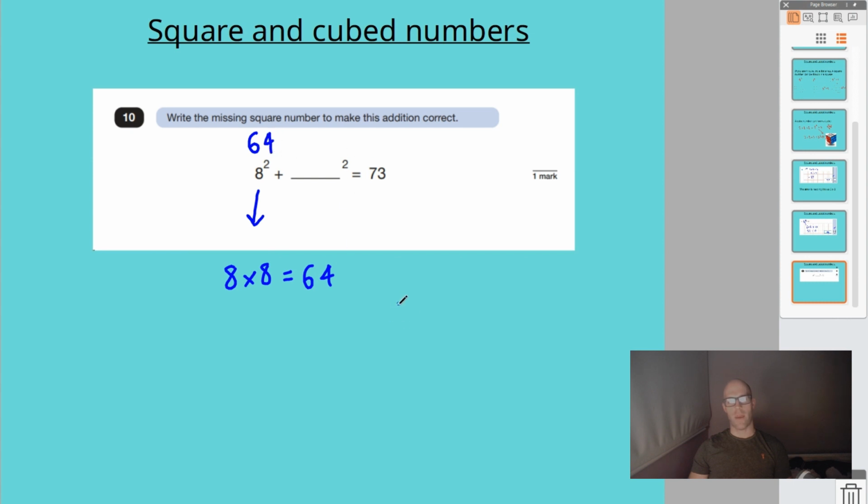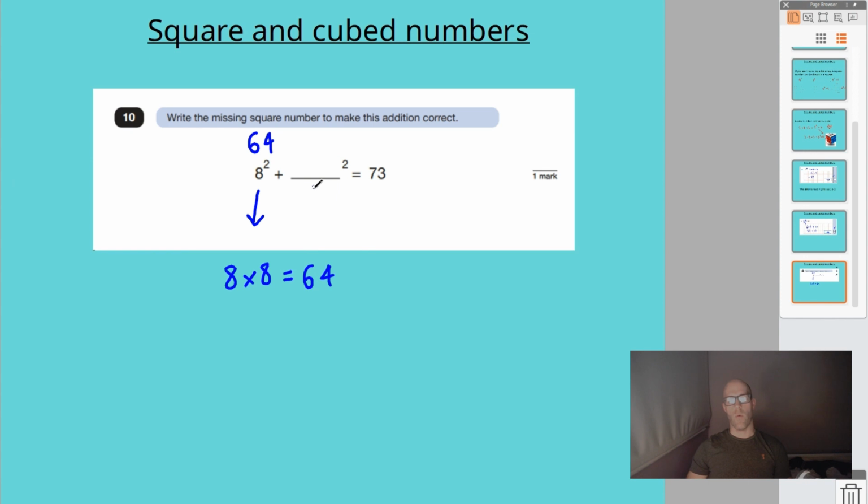64 add something is 73. The difference of those two numbers is 9. But we need to work out what the square number is. It's not 8 squared add 9 squared. If I'd actually put 9 in there, that would be equal to 81. 9 times 9 is 81. So we know that total needs to be 9.